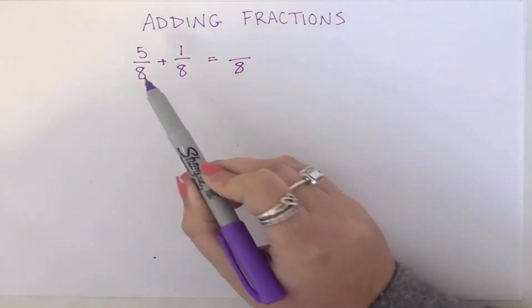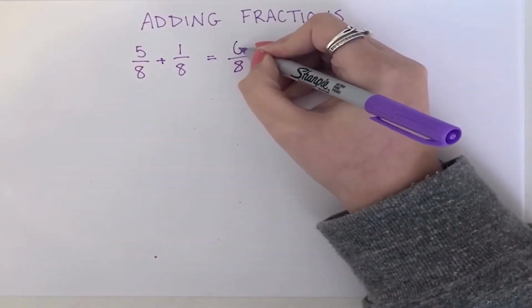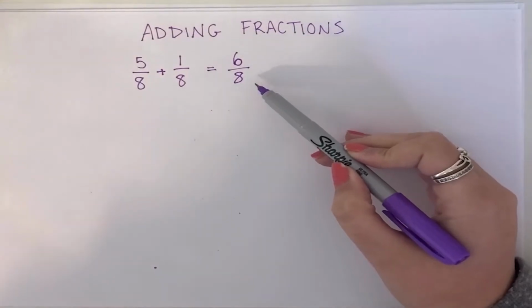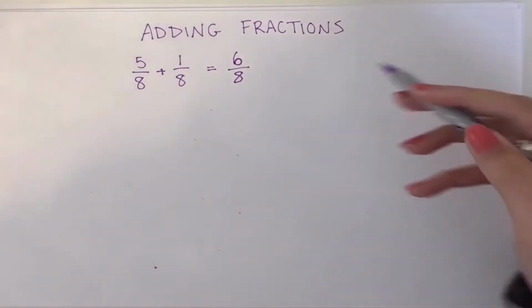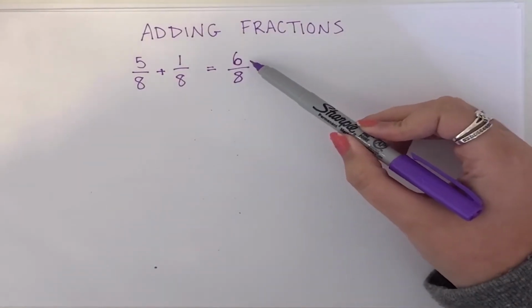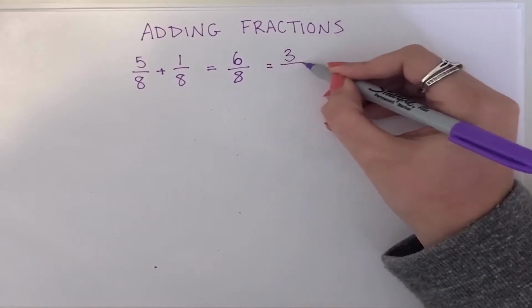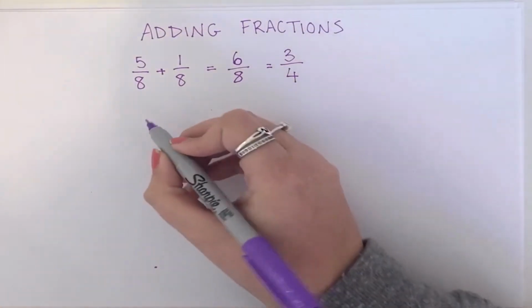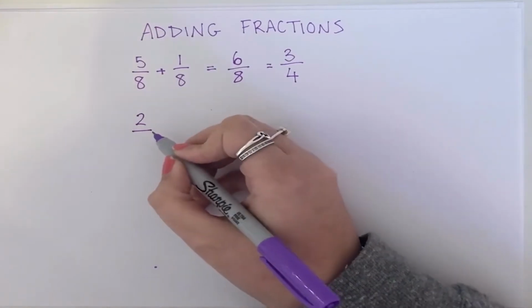All I need to do is add my two numerators together, which will give me 6. Okay, once you've got your answer 6/8, you are then expected normally to simplify this fraction down. So I can half both of these numbers and that will be equal to 3/4. The next method is if your denominators are factors of each other.